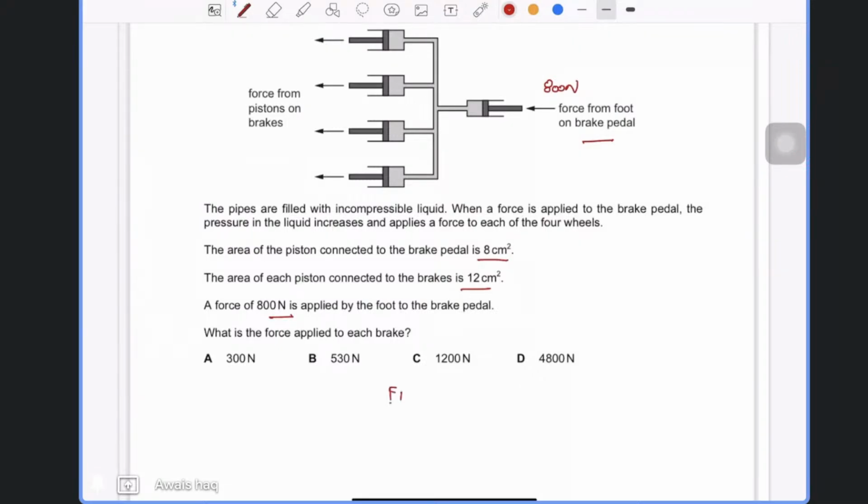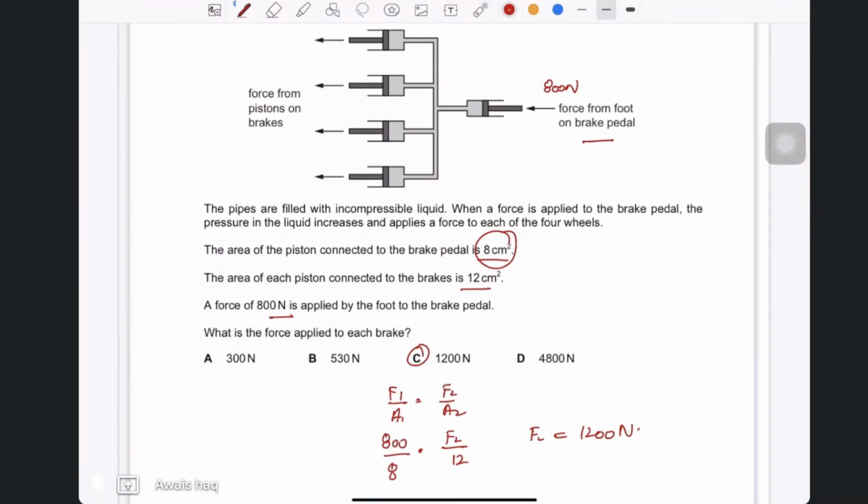So we're just going to use F1 over A1 equals F2 over A2. The force 1 was 800 applied on an area of 8. The force 2 we need to find applied on 12. So what you get? I think 1200. I think that should be the answer. It is that simple. Is it clear?